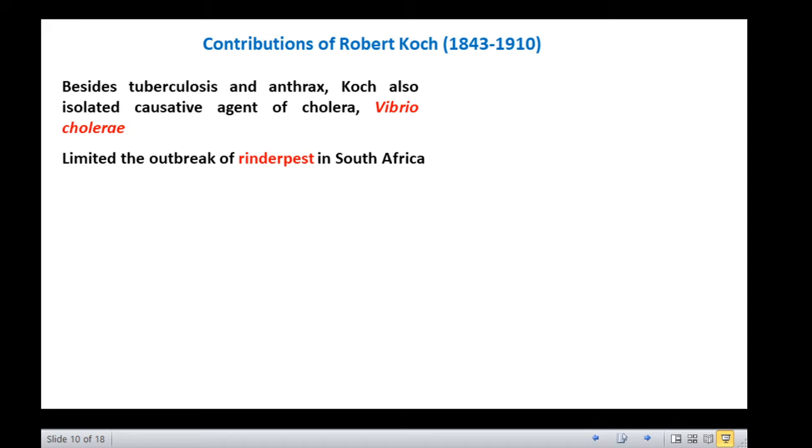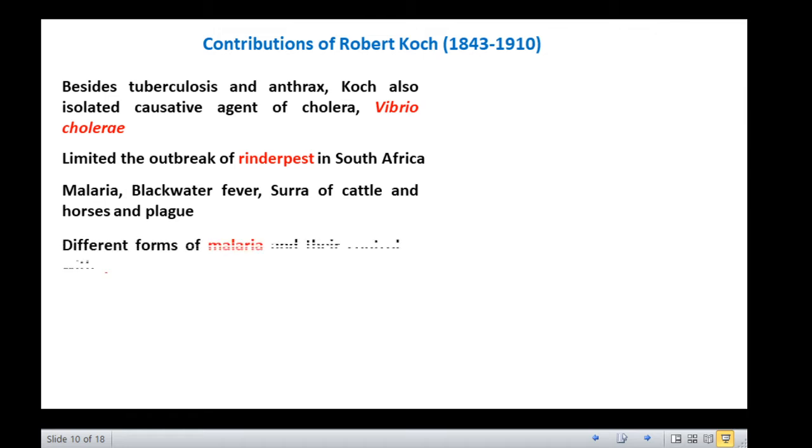This was followed by his work in India and Africa on malaria, blackwater fever, surra of cattle and horses, and plague, and the publication of his observations on these diseases in 1900. Soon after his return to Germany, he went to Italy and the tropics, where he did useful work on the etiology of the different forms of malaria and their control with quinine.